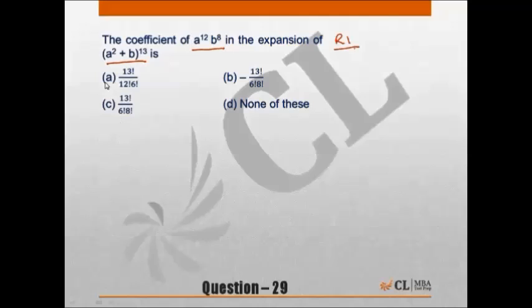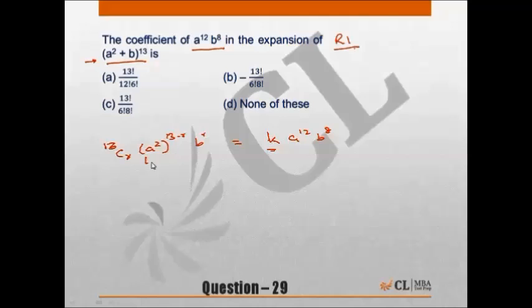The general term of this expansion would be 13CR (a squared) raised to power 13 minus r, b to power r. Now this has to be equal to some constant, or the coefficient, which is what we need to find, into a to power 12 b to power 8.